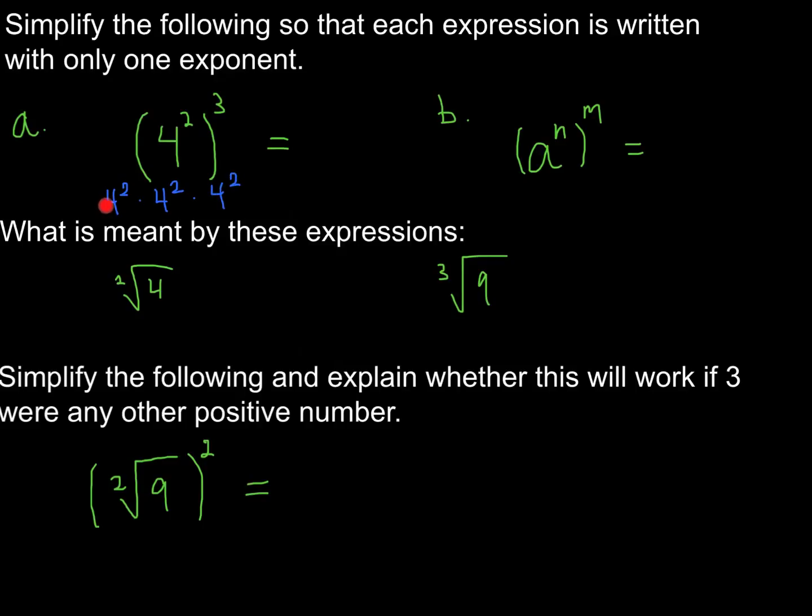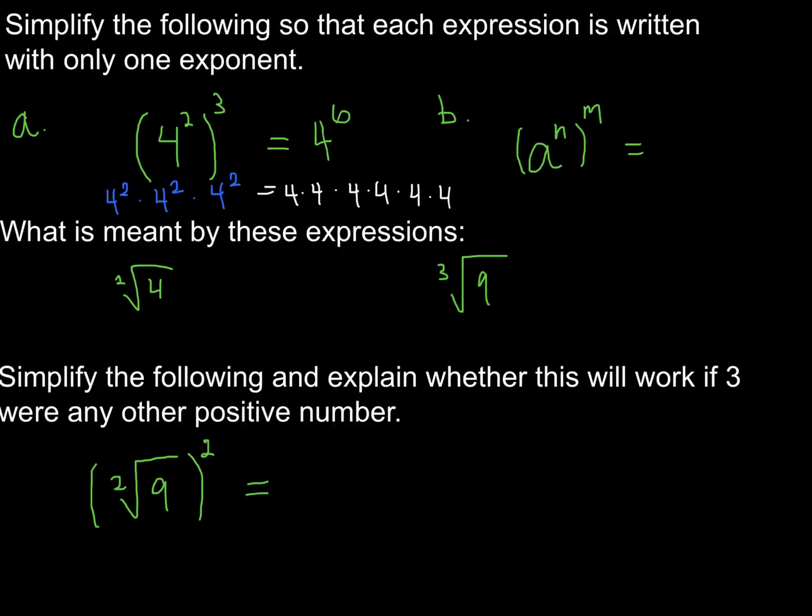And 4 squared is 4 times 4. So I can think of this as being 4 times 4 times 4 times 4 times 4 times 4, which is 4 to the 6th power. And you maybe remember, right, when I multiply exponents that have the same base, those exponents will be added. You can see that that's the case here. So this is going to be 4 to the 6th power.